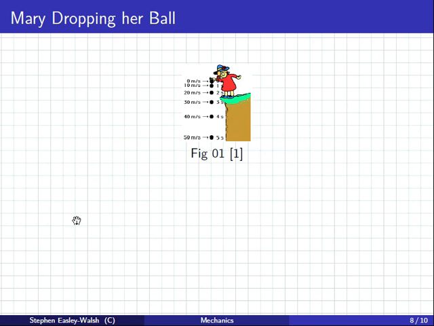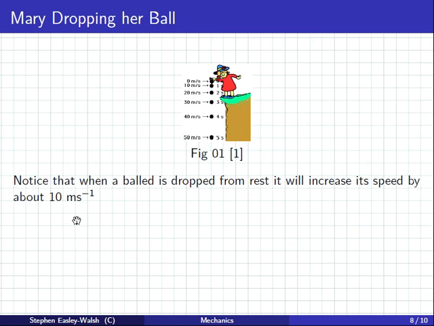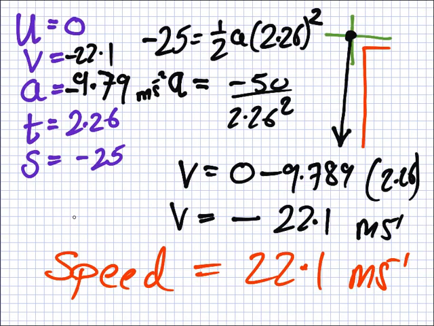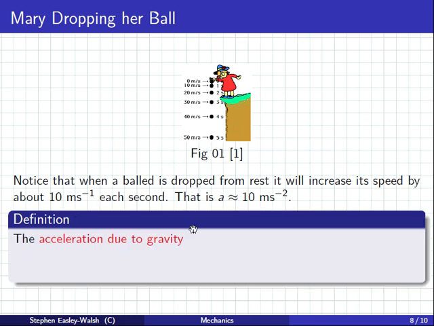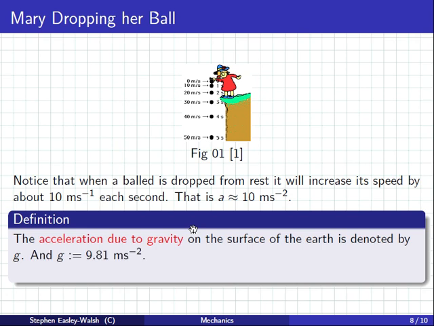Right, so if you drop a ball here, it will increase its speed by about 10 meters per second each second. Roughly the acceleration is 10. Now in this example it wasn't 10, it was roughly 9.8. In fact, does anybody know what the acceleration is when you drop something? 9.81 meters per second squared. So for this course, the acceleration due to gravity, we call that g, and we say g is 9.81.